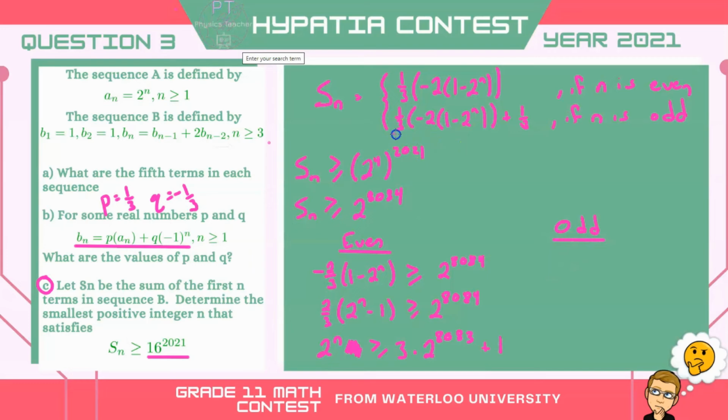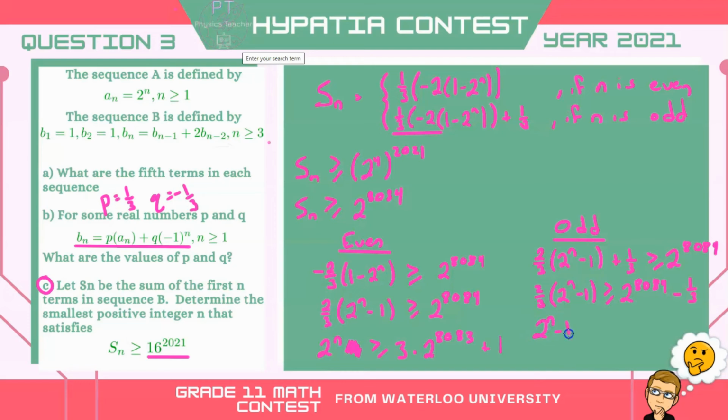All right, well, what about if it's odd? Well, if it's odd, we can simplify this in the same way. So let's multiply by 1/3, and we'll throw the negative into the brackets. That gives us 2/3 times 2 to the power of n minus 1, and then we have this plus 1/3 on the end, and that must be greater than or equal to 2 to the power of 8,084. So we're going to have to subtract 1/3 from both sides. That's going to give us 2/3 times 2 to the n minus 1 is greater than or equal to 2 to the 8,084 minus 1/3. Multiply by 3 and divide by 2.